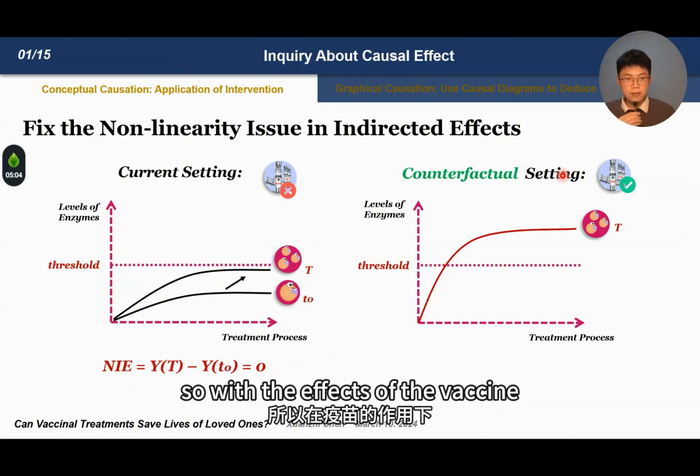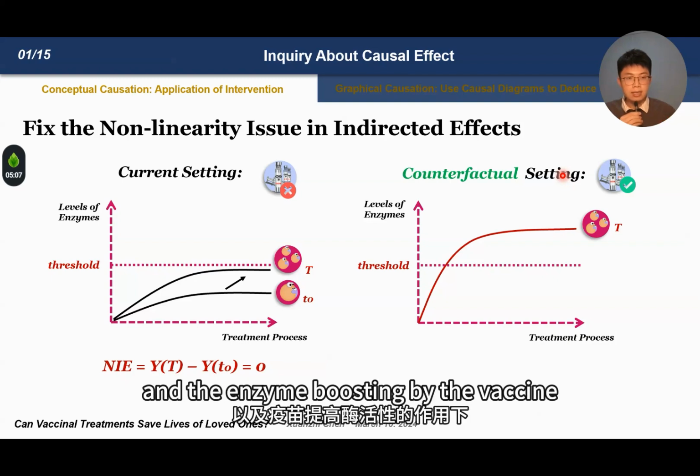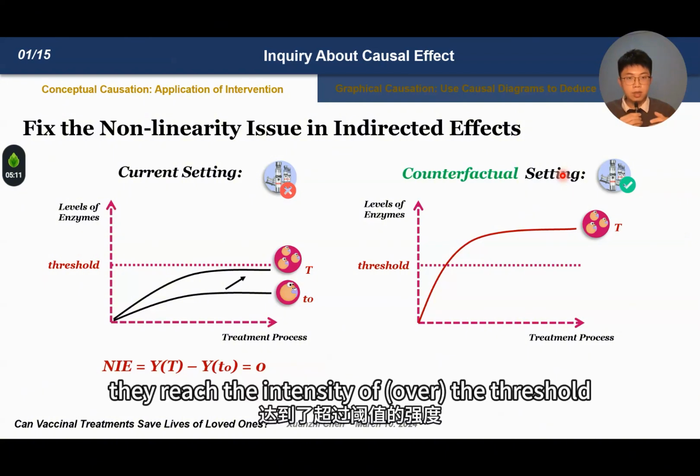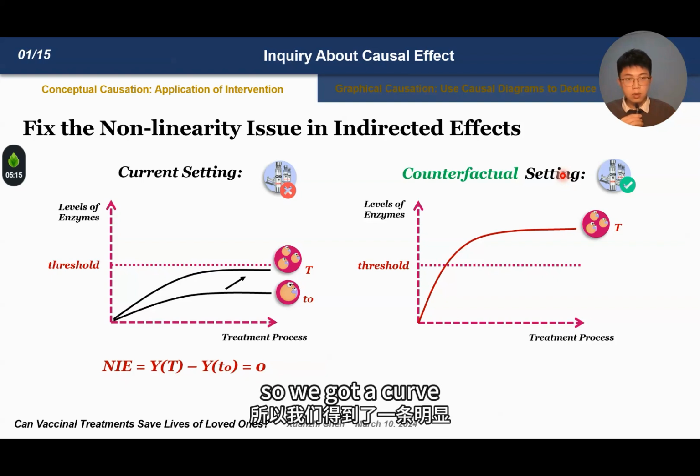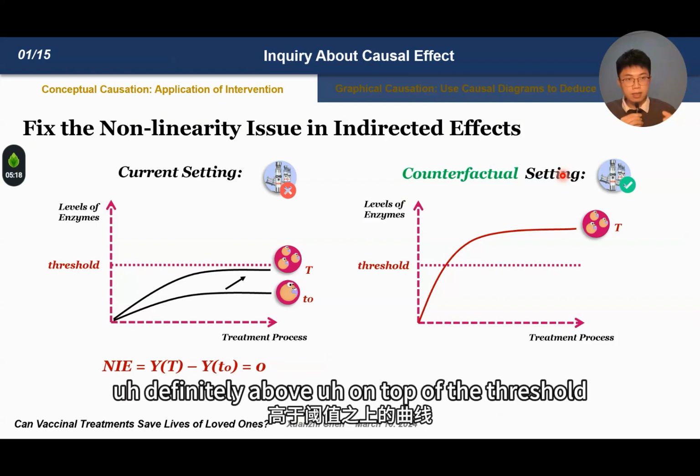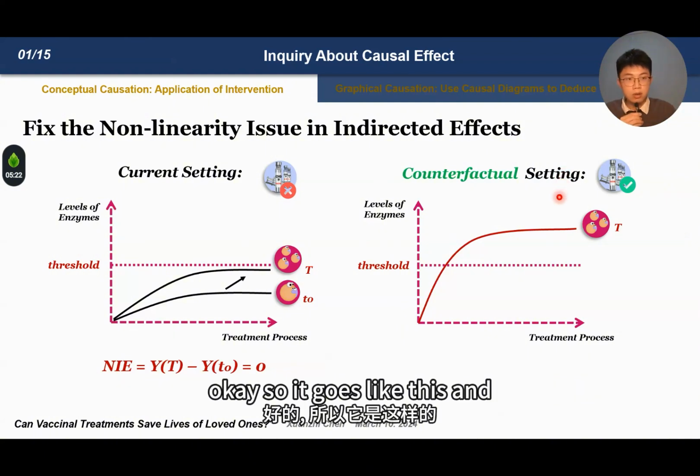So with the effects of the vaccine and the enzyme boosted by the vaccine, working together, they reach the intensity of the stressor and finally wipe out the virus. So we got a curve definitely above, on top of the stressor. Okay, so it goes like this.